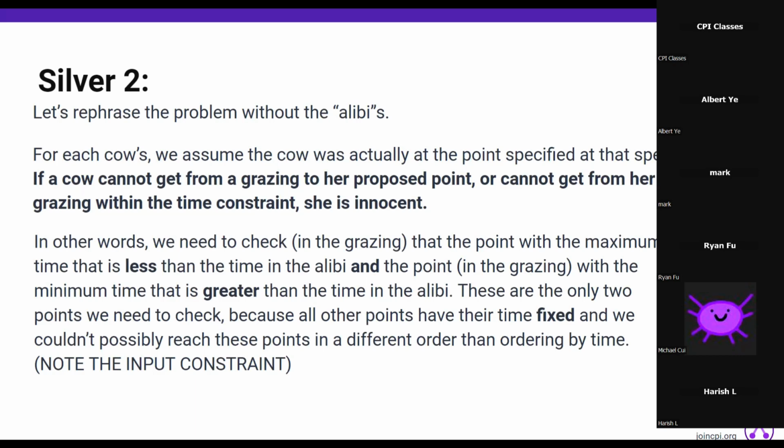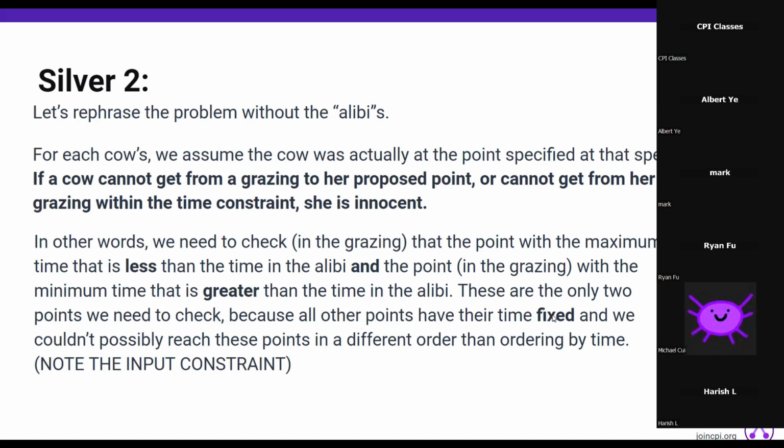We need to check this point because you are going to move from this point to your alibi, because you're essentially inserting a point in your grazing, and you want to be able to make sure you can get from the point in your grazing to the point in your alibi. And of course, we need to check the point with the minimum time that is greater than this time in the alibi. We need to check this because we have to move back into the grazing path. These are the only 2 points we need to check because all the other points have their time fixed, and we couldn't possibly reach these points in a different order by time.